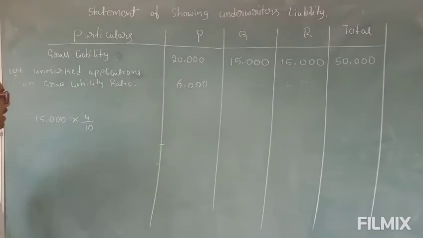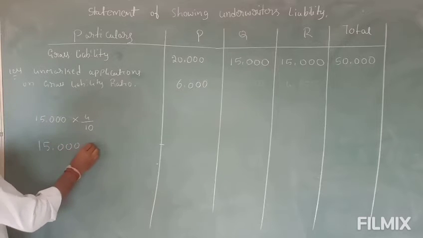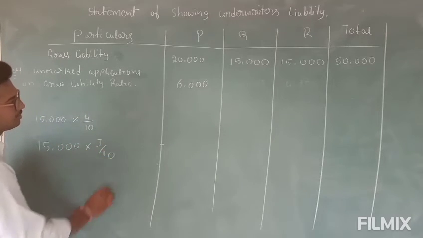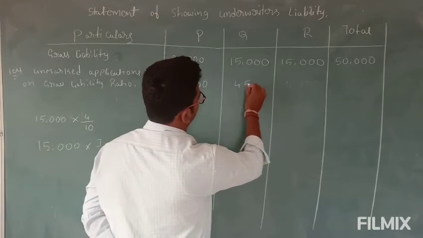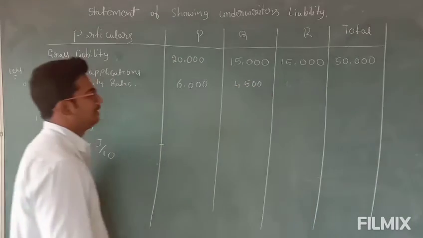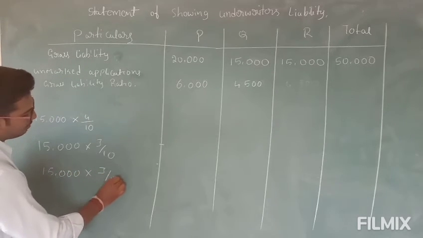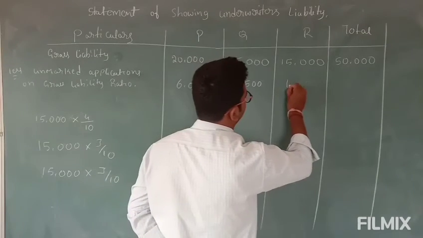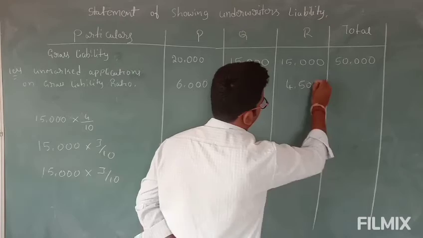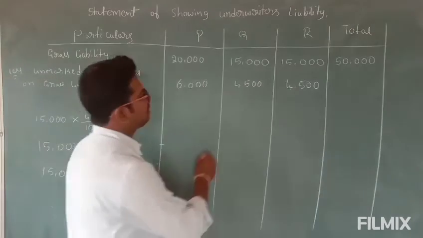Similarly for Q we calculate. Q ratio is 3. So 15,000 into 3 by 10. You'll get 4,500. Then for R, do the same: unmarked applications 15,000 into 3 by 10, calculate, you'll get 4,500 again. Total 6,000 plus 9,000 is 15,000.